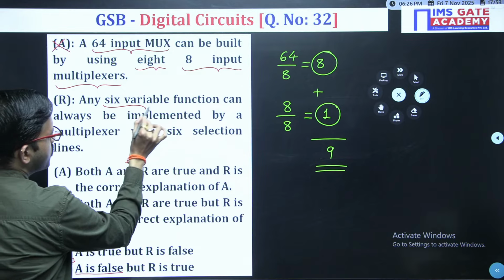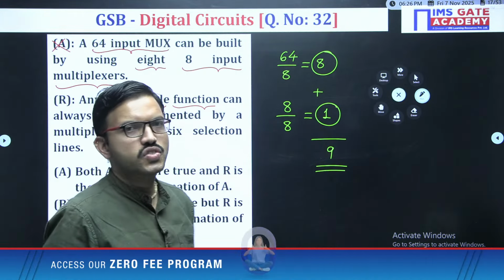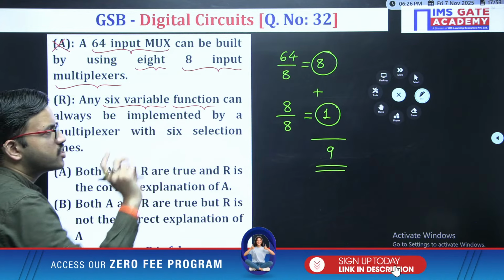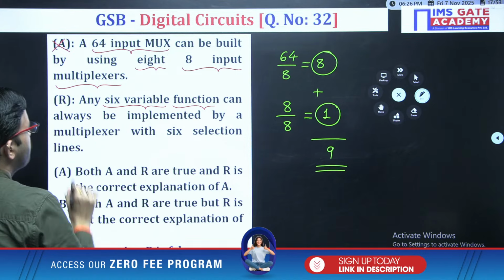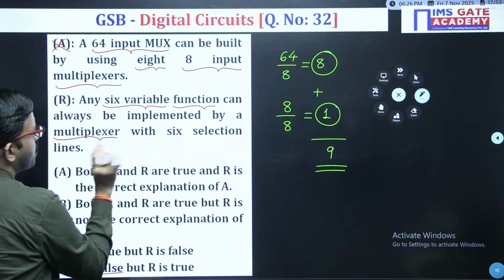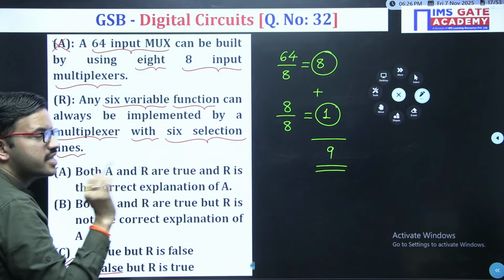Any 6 variable function, that means you have a Boolean function which consists of 6 variables. That 6 variable function can always be implemented by a single mux with 6 selection lines. Yes, this statement is true.